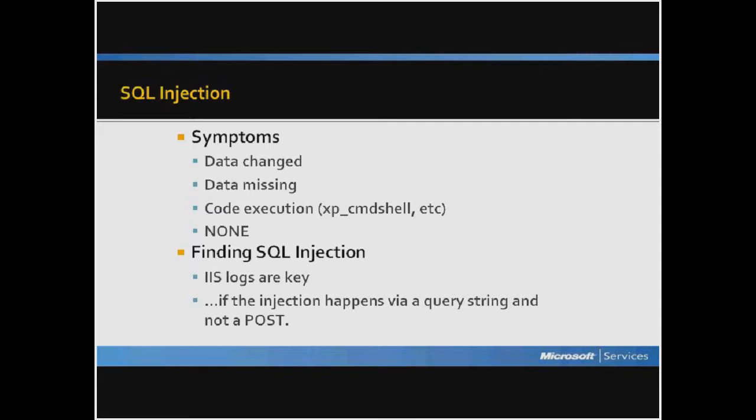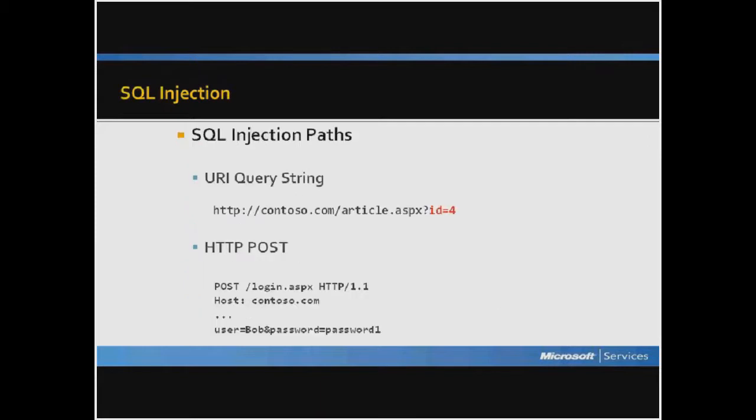So how do we find SQL injection? IIS logs are the primary approach to this. The problem is IIS logs are only useful if it happened via a URI query string. So going back to these two approaches. In IIS logs, the URI query string is going to be logged. So it's a separate field in the IIS log, and if you're looking for SQL injection, you can start filtering those URI query strings looking for common T-SQL commands. And we'll take a look at what that looks like a little later.